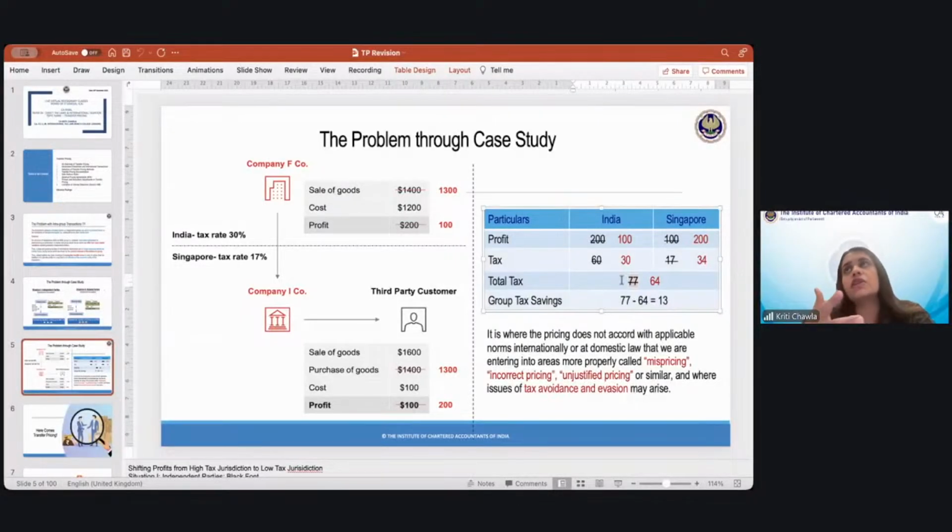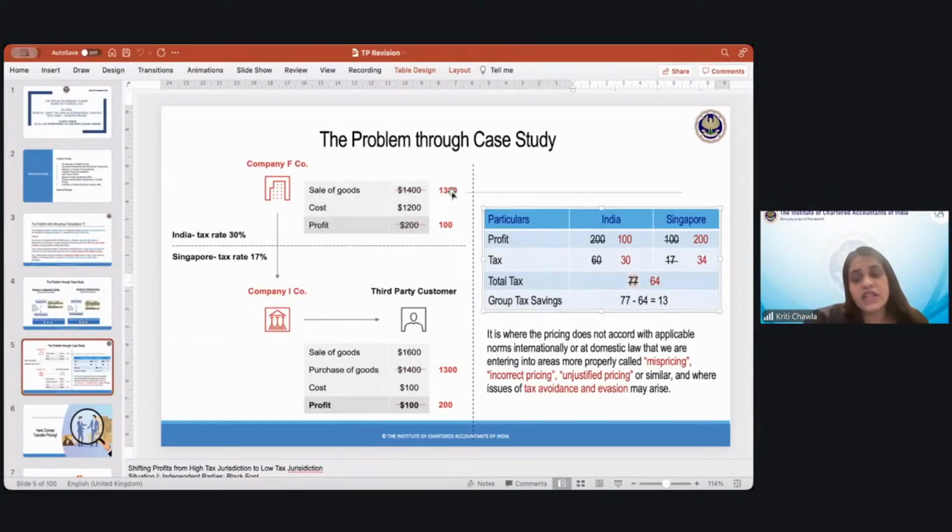Now, let's look at this particular situation from a related party perspective. Now we concentrate on the red font, right here. When we look at the red font, let's look at company F and company I being related to each other. As in, maybe one is the parent company and company I is the subsidiary company. Now, company F decides that I'm not going to sell the goods to company I at the original $1,400. I will sell the goods to company I at $1,300.